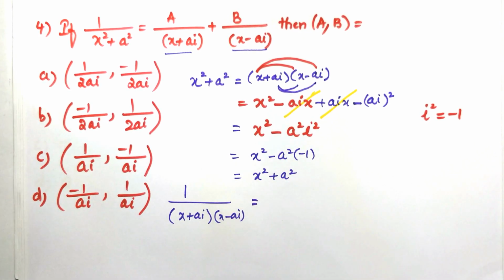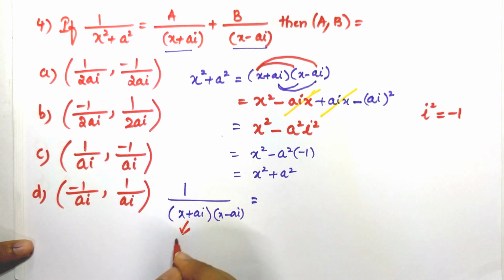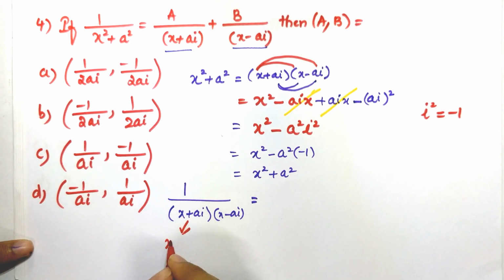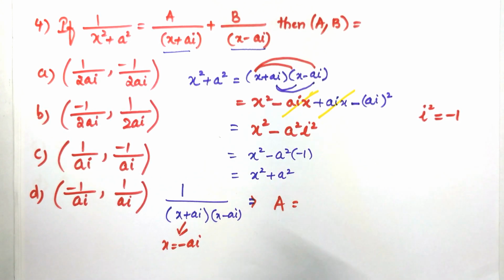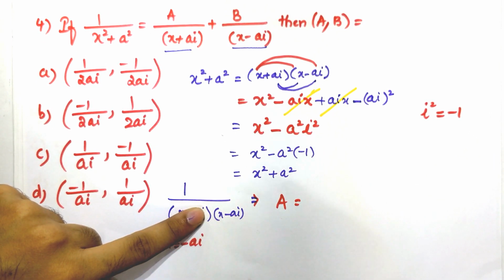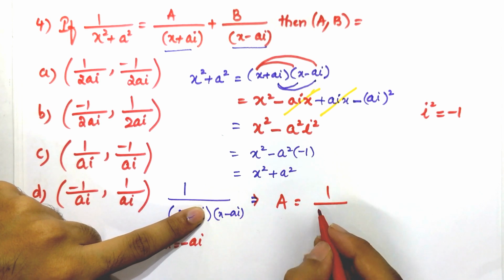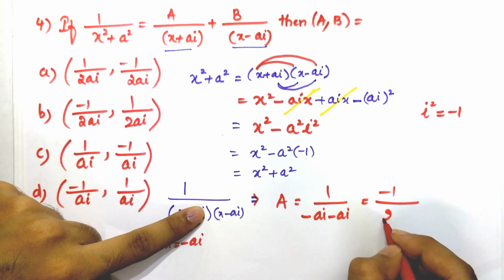Okay, now as you can see, the denominator is containing non-repeated linear factors. This is the denominator type 1 problem. Now you can directly solve by using the hide and seek technique. So from this, if I equate it to 0, I'll get the value of x as minus ai. To find the value of a, hide this term and write down the value of x in the rest of our term. So 1 by x here is 1 by minus ai and minus ai. So this would be minus 1 by 2ai.